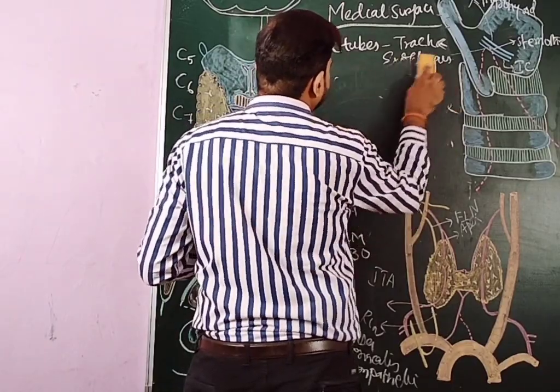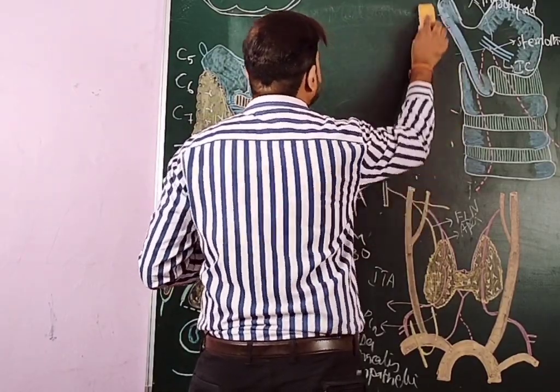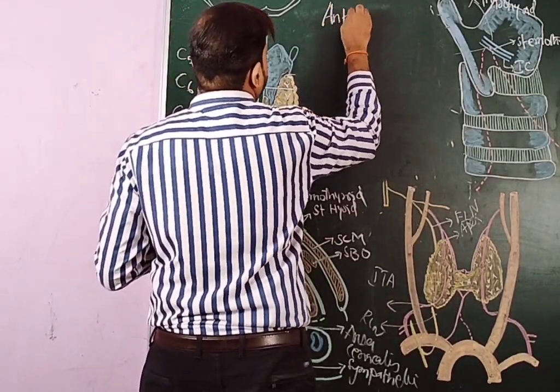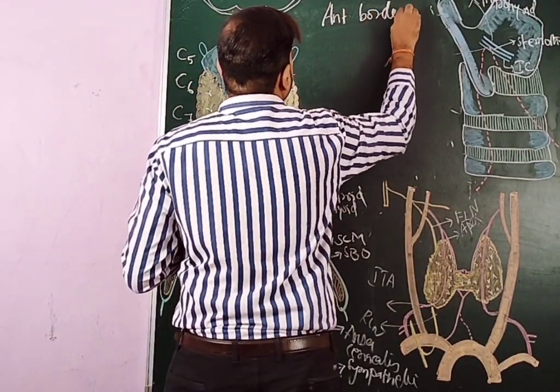And next we will go for the borders. We have two borders, that is the anterior border and posterior border.